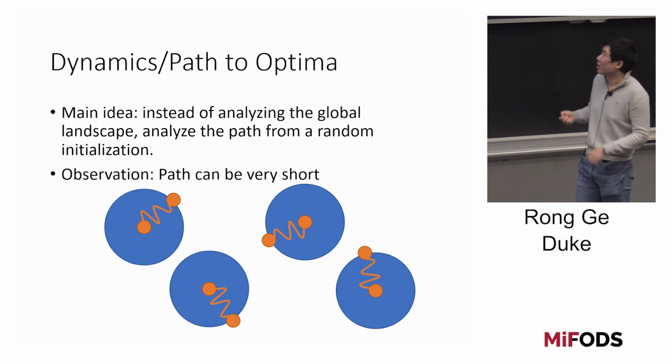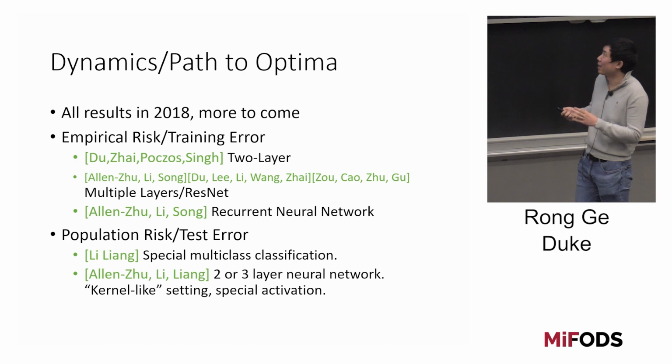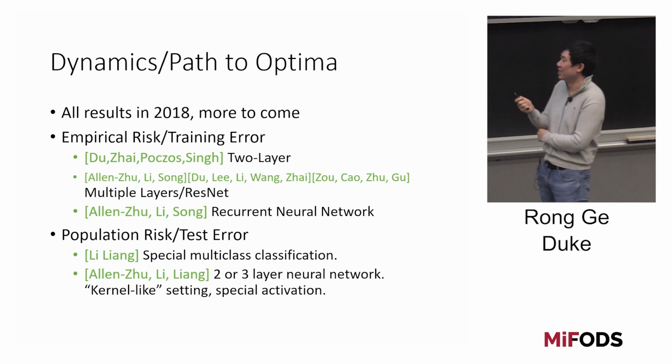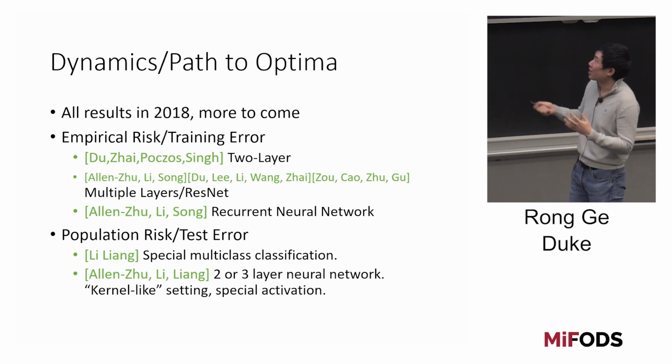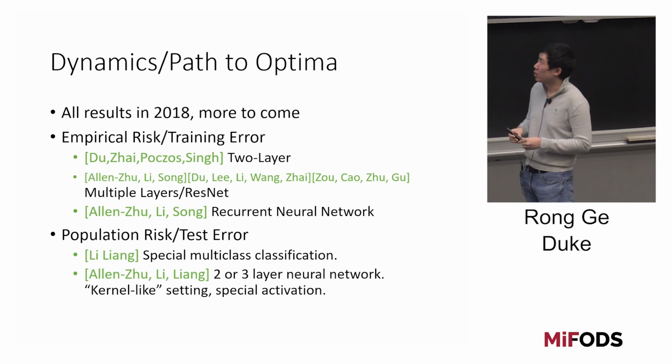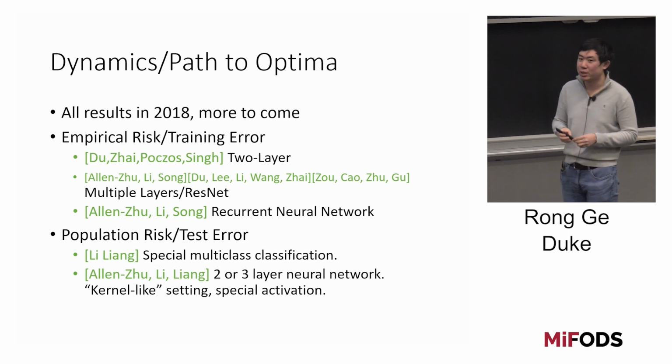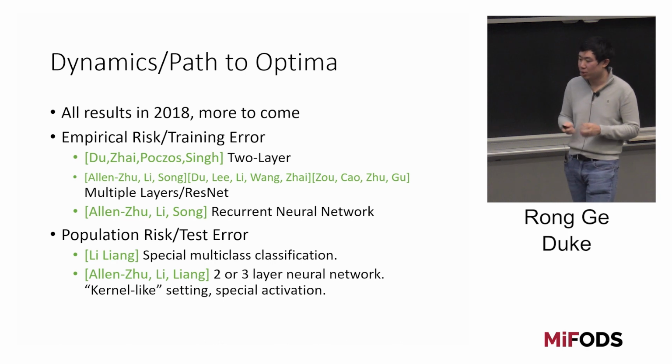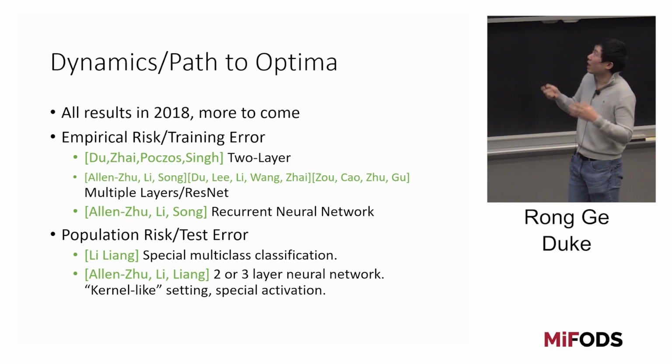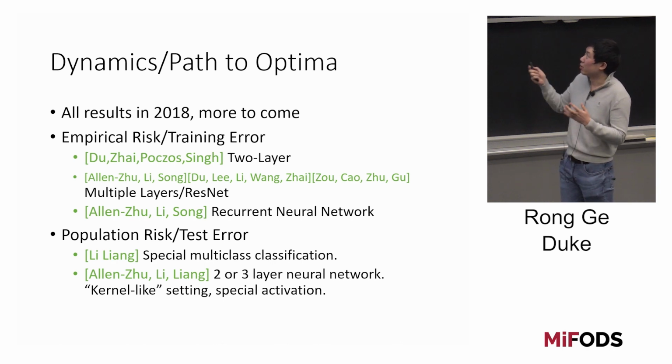There is a huge number of results of this type that came out just last year. And I'm pretty sure that you will see more results like this this year. They are in different categories. The first category focuses on empirical risk or the training error. What they say is that suppose your neural network is very highly over-parameterized, then it can memorize your training data, right? It can achieve 0 training error. This was first proved for a 2-layer neural network, but then it was generalized to multi-layer neural networks by several different groups, and also to recurrent neural networks.